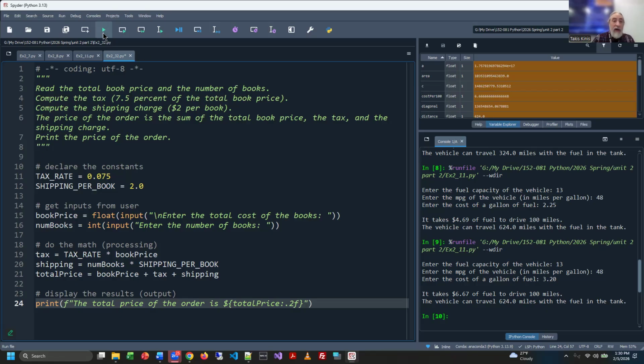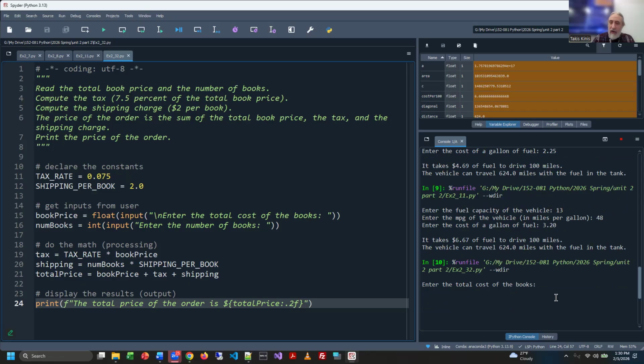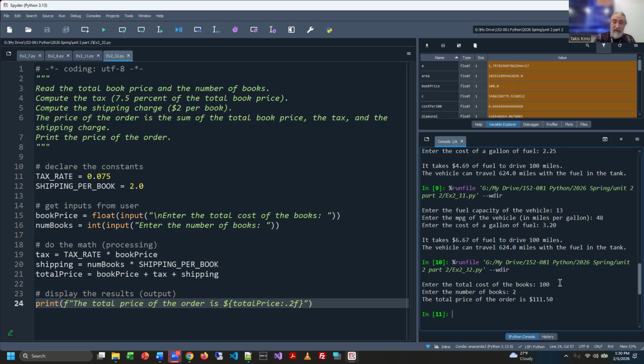And then let's run it, right? So the total cost of the books, let's use easy numbers, 100, number of books 2, and the total price of the order with the tax and the shipping is 111.50. Okay, that accomplishes it. So if you just do this, I'm good with it. You can cap it here. But here's your food for thought.